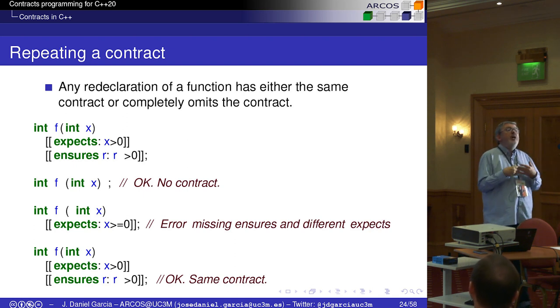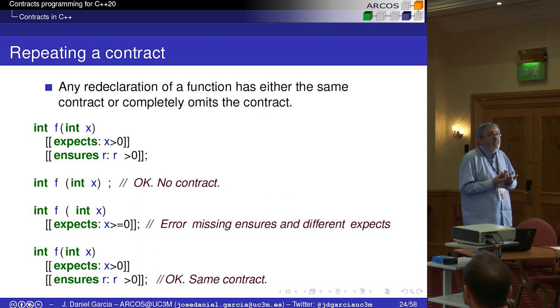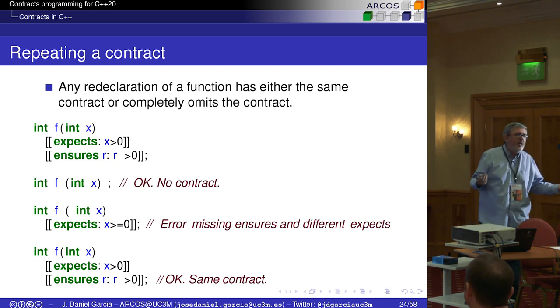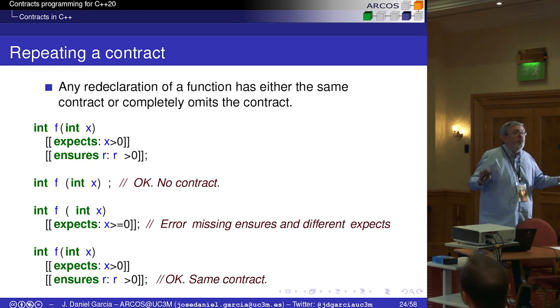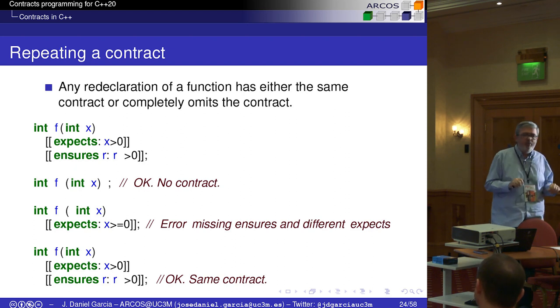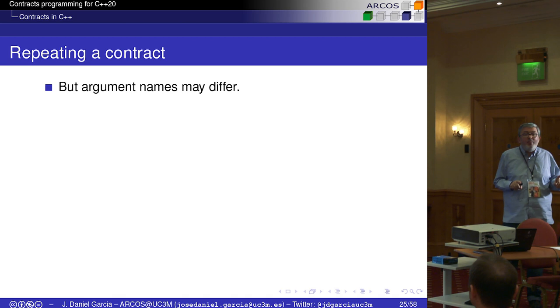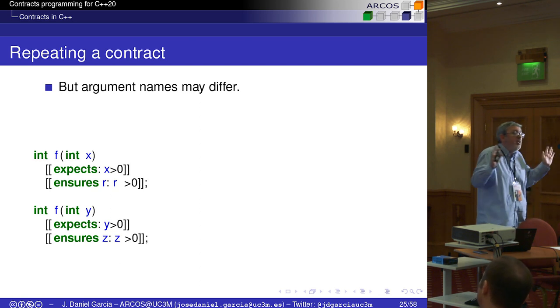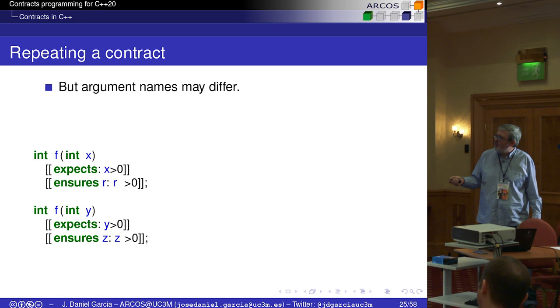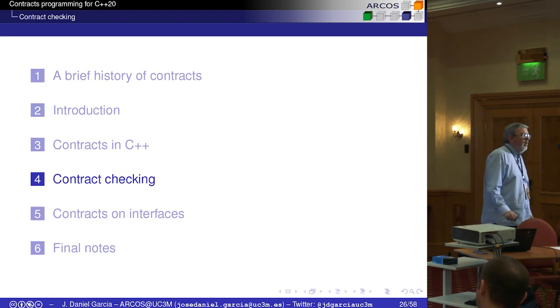What I would expect most people to do is write the contracts in the header file, and then in the implementation file, you don't need to repeat the contract, to make your life as a programmer easy. If you want to repeat it, you are within your rights to repeat it, but you are not required to. Anyway, when you repeat the contract, names might differ. For example, here I'm using x as an argument, and here I'm using y. So here the contract is x greater than 0, y greater than 0. That's the same contract. You have changed the name, but that's nothing relevant. And the same happens with the return value. Here I name r, and here I name z. That's not a problem.